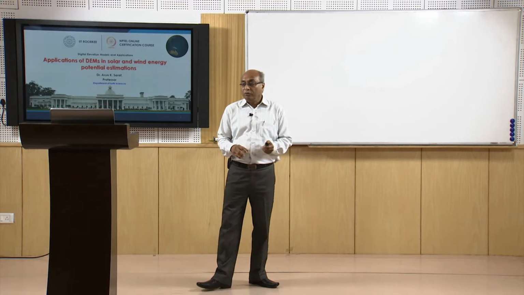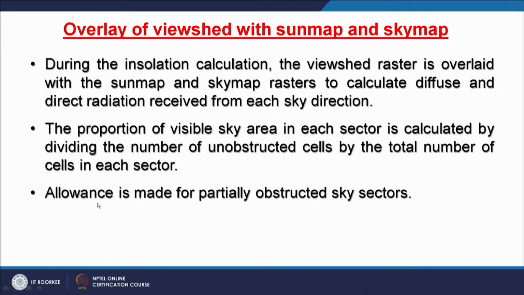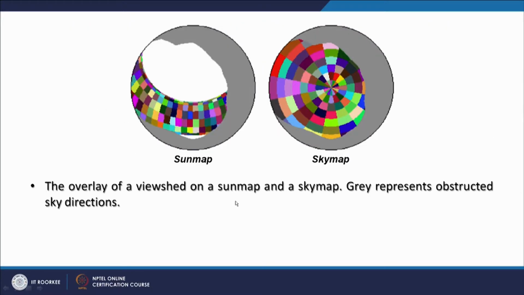The proportion of visible sky area in each sector is calculated by dividing the number of unobstructed cells by the total number of cells in each sector during this overlay process, and allowance is made for partially obstructed sky sectors. And this is how you get the result. When we apply this sky map and sun map, this is the scenario we get. And again the masking, that is overlaying, is done in this example. So this becomes our sky map.